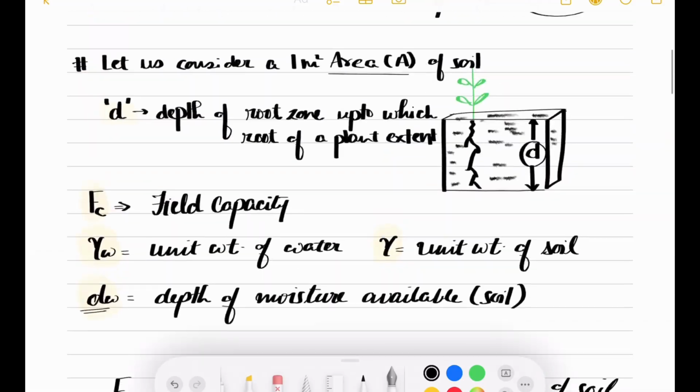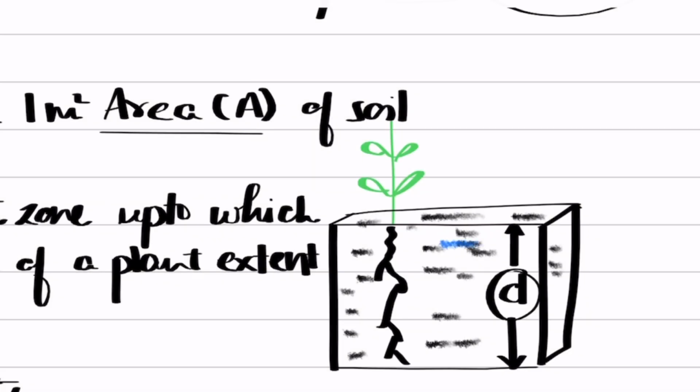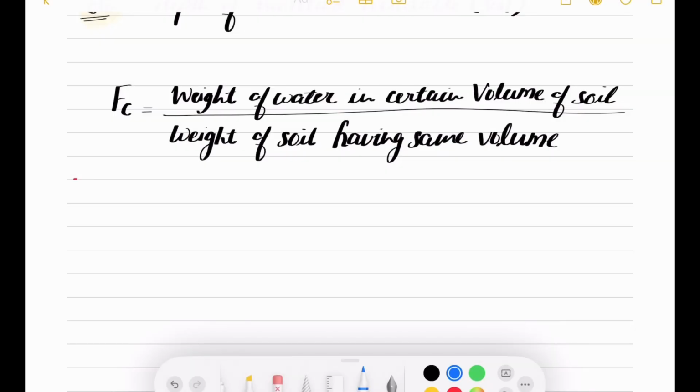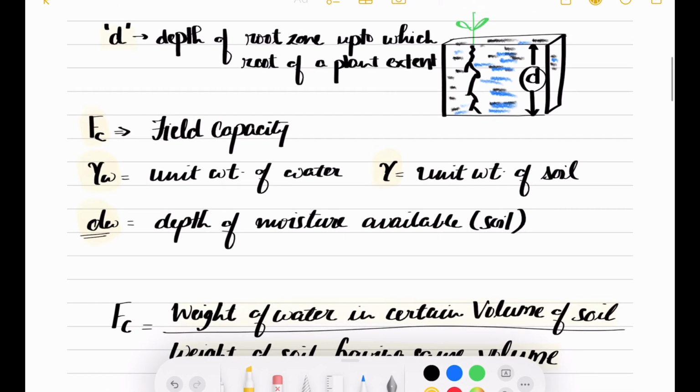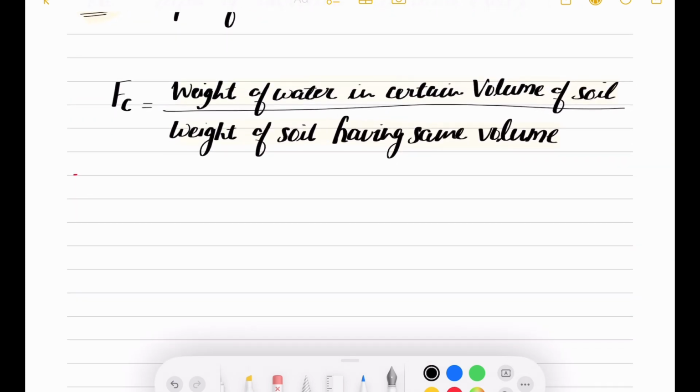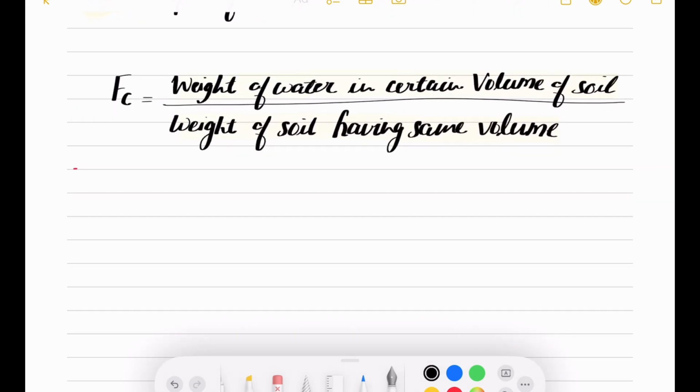Weight of water in a certain volume of soil. That is the water, the moisture that is there in a certain volume of soil. Area is 1 meter square, area is A, and up to depth D. So field capacity is the weight of water stored in a certain volume of soil to the weight of soil having the same volume. So this FC is represented by weight of water divided by the weight of soil having the same volume, right?